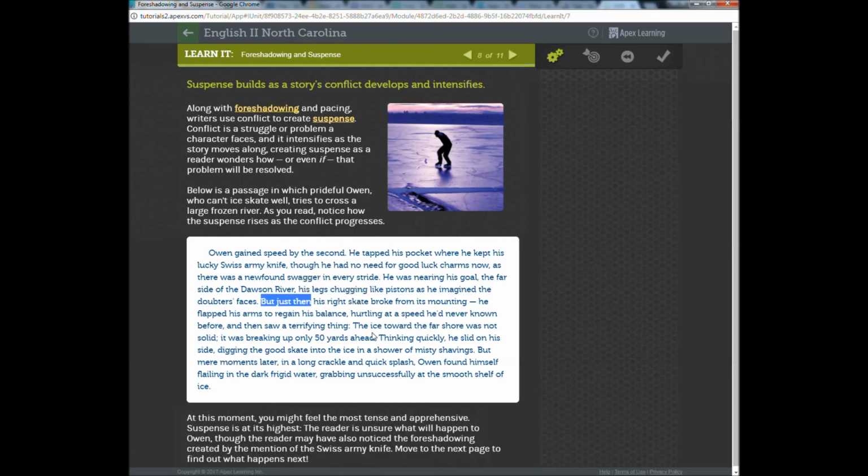He flapped his arms. The ice toward the far shore was solid. It was breaking up only 50 yards away.